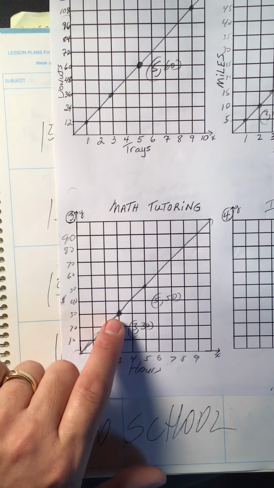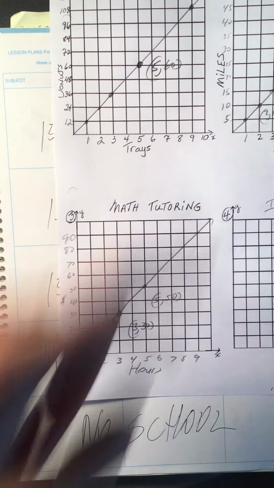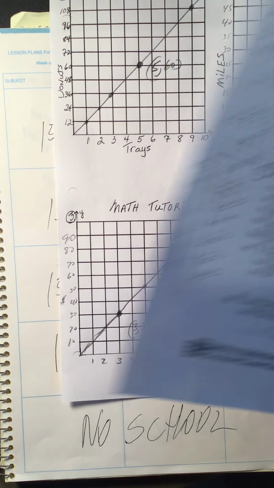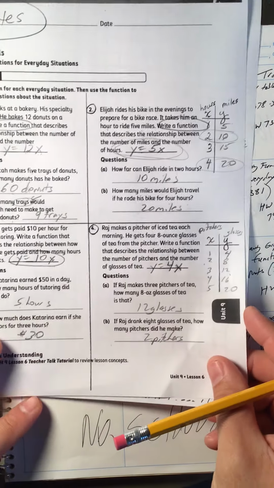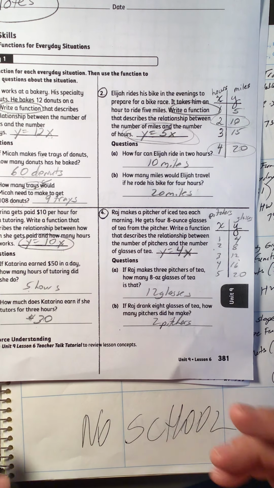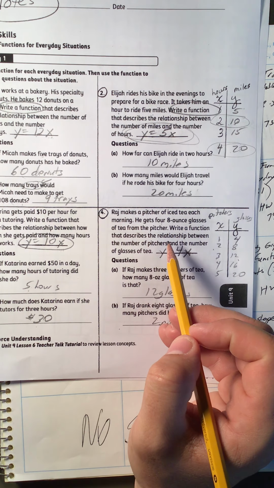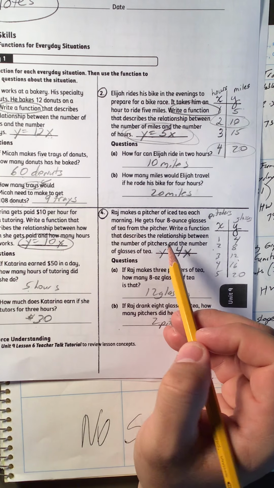3 hours, $30. 5 hours, $50. Notice how they line up with all the other points we just talked about. And the last one. Raj is making a pitcher of iced tea. He gets 4 glasses of tea out of a pitcher. So 1 pitcher would be 4 glasses. 2 pitchers would be 8 glasses, and so on.